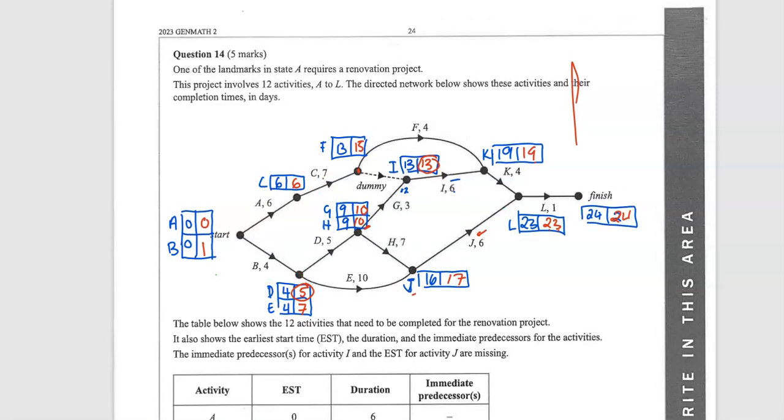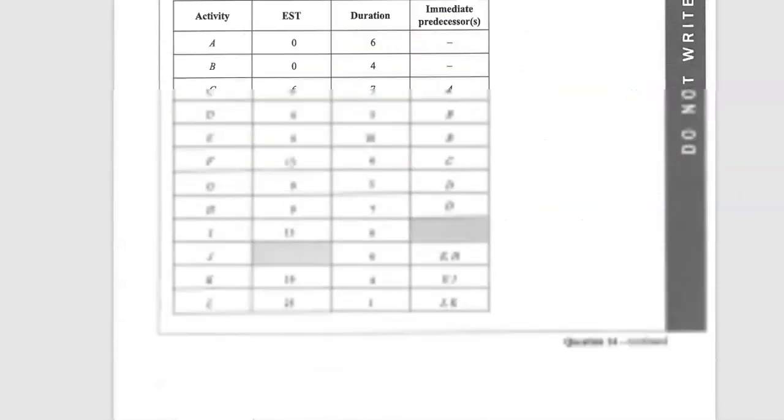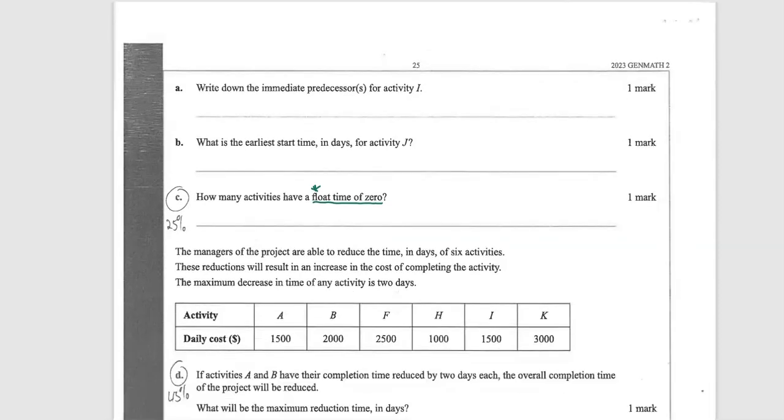So the critical path is the one with the activities with 0 float time. So it's the ones where the numbers match. So there we go. We've got 1, 2, 3, 4, 5. So the answer to that question, how many have a float time, is 5.